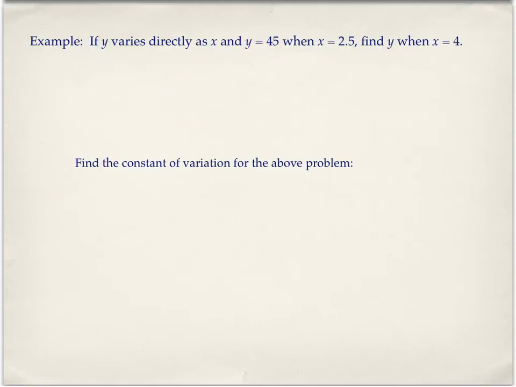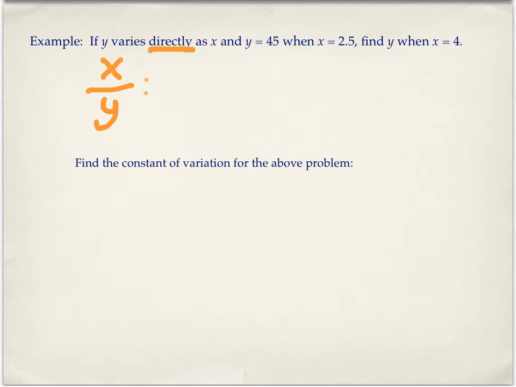So let's go over our examples. First example: if y varies directly as x, so there's that key word, directly, which we want to look at, and y equals 45 when x equals 2.5, find y when x equals 4. So we're going to set up a proportion right away, and we can just write it as x over y, maybe a good way to do it.